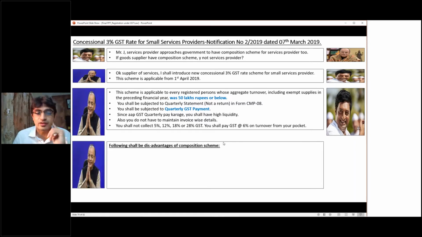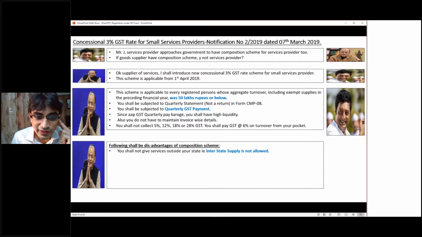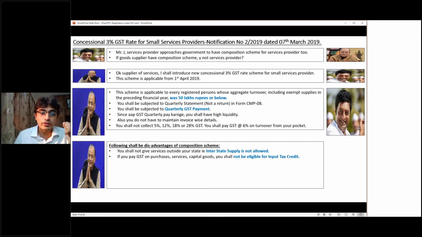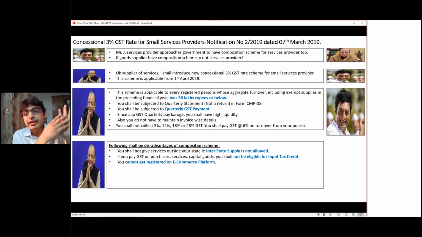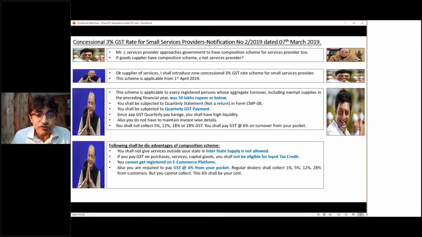Now understand the disadvantages. What are the disadvantages? You cannot supply service outside the state. Only within the state you need to supply service. On whatever GST I have paid, I'm not eligible for input tax credit. I cannot get registered on e-commerce platform like Urban Clap or anywhere. And worst point, I have to pay 6% GST from my pocket.